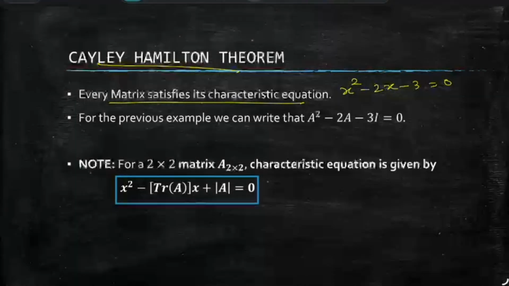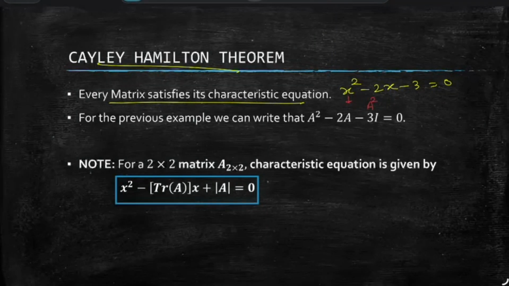Now if the matrix satisfies this equation, it means this variable x we can replace by the matrix. So we can simply write A square minus 2A minus 3. Now 3 is a number, and in matrices we don't have a number, so we write it as minus 3I equal to 0. So the same equation can be written in this form.